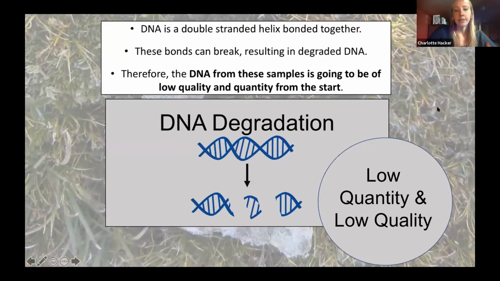And when I say DNA degradation, I'm talking about the DNA breaking apart. So DNA is held together by a series of different bonds, and those bonds breaking apart result in degraded DNA. And so it's harder to work with DNA like this because you're working with different pieces of DNA instead of just a nice continuous double helix like you see in the top there. And so from the onset, no matter what you do as a scientist doing non-invasive genetics work, your DNA from the start is going to be low quality and low quantity no matter what you do.